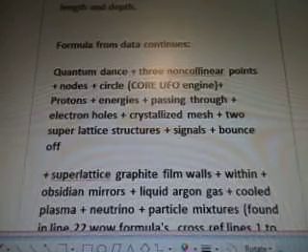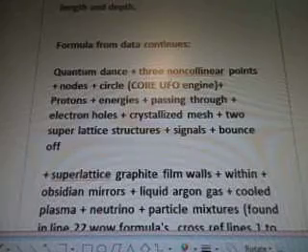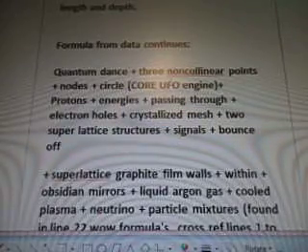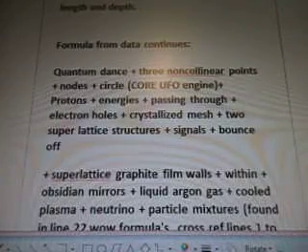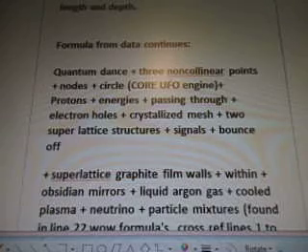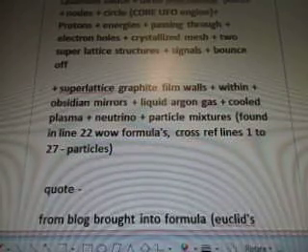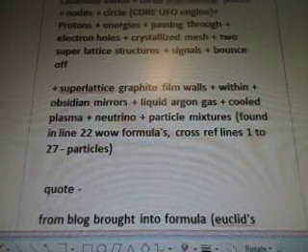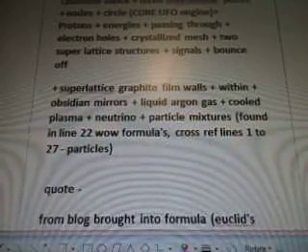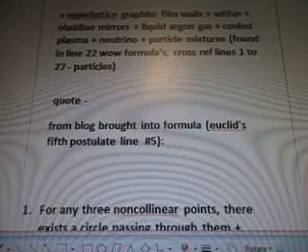Quantum dance, 3 non-collinear points, nodes, circle, core, UFO engine. Proton energies passing through electron holes, crystallized mesh, 2 superlattice structures, signals bounce off superlattice graphite film walls within obsidian mirrors, liquid argon gas, cooled plasma, neutrino particle mixtures found in line 22 WOW formulas, cross-reference lines 1 to 27 for the word particles.